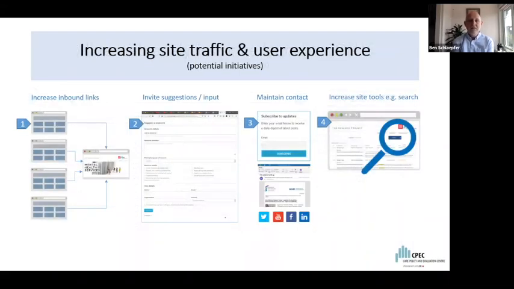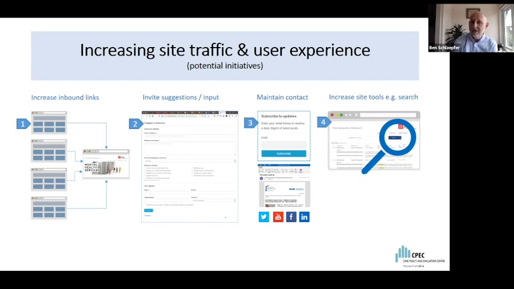So Essence 2, just around the corner, just about to kick off. And one of the tasks is going to be to increase the traffic to the site. I've just noted 4 initiatives that we've discussed so far. And that is increase inbound links. So if you've got a piece of evidence that's related to your organization, you're a source, or if you're someone that's used that evidence, perhaps link into the site.